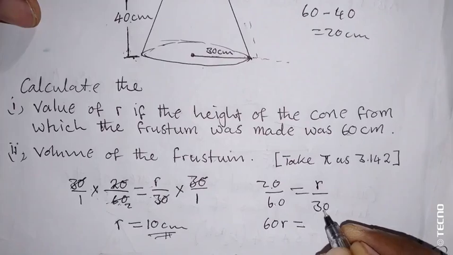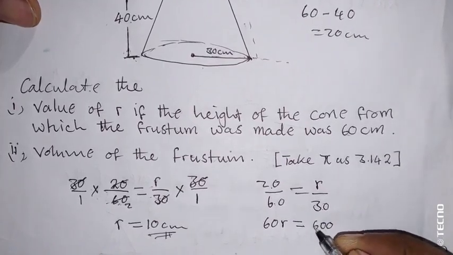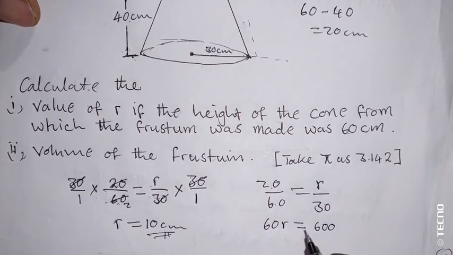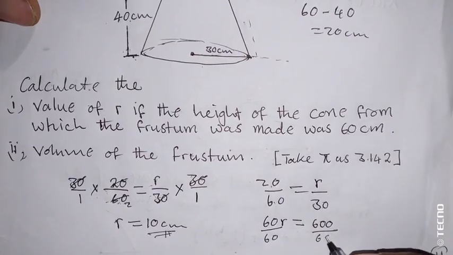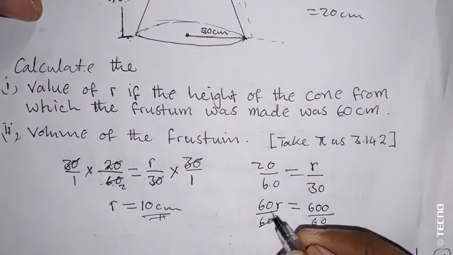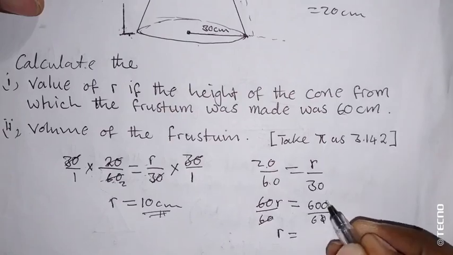R is equal to this and this. We are going to have 600, then over 60, even this side over 60. So 60 to reduce R is equal to, then 0 will go.